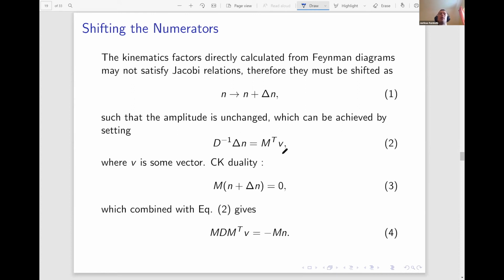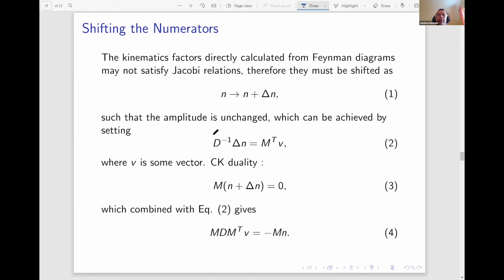So if we calculate the numerators directly from Feynman rules, then they are going to be local without any poles, but they may not satisfy the Jacobi identities, the color-kinematics duality. So for that, we need to shift them, but this shift cannot change the amplitude, because this shift is like a gauge transformation or a field redefinition.